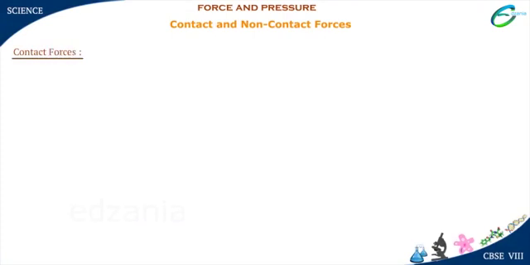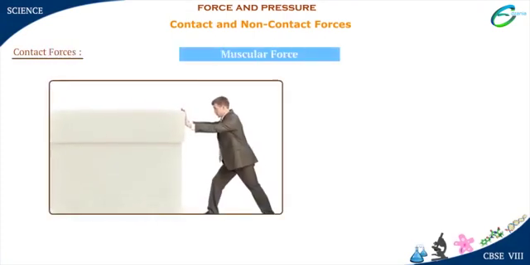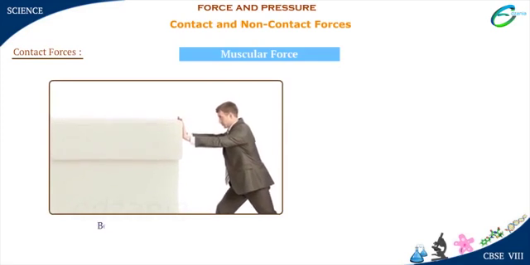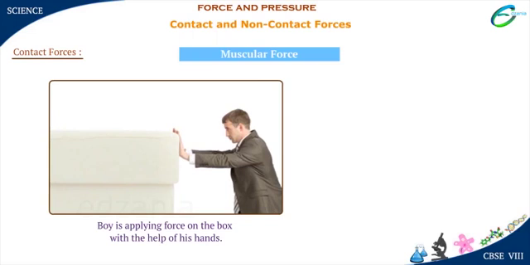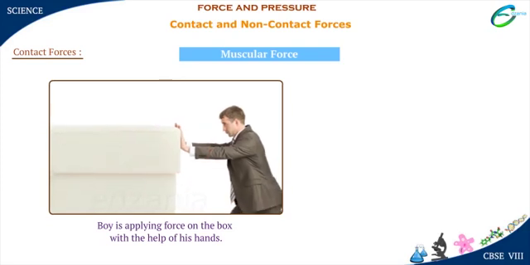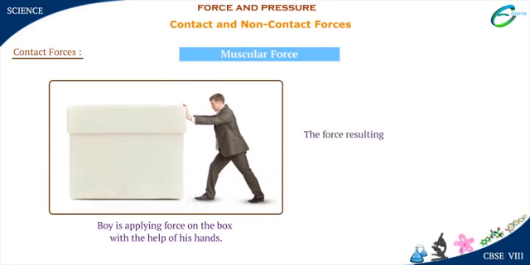Contact forces. Look at the boy who is pushing a box. The boy is applying force on the box with the help of his hands. So the boy is in direct contact with the box through his hands. This is an example of contact force. The force is caused by the action of muscles, that is his hands. The force resulting due to the action of muscles is known as the muscular force.